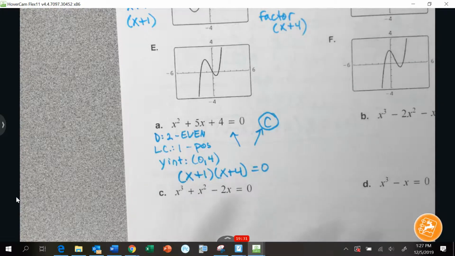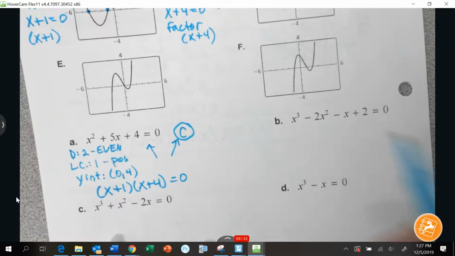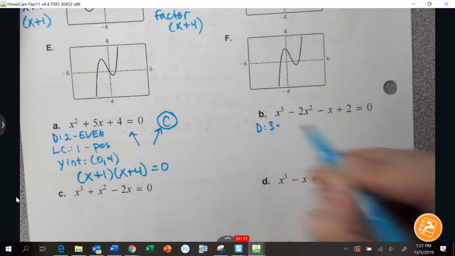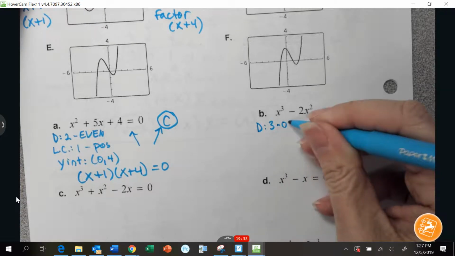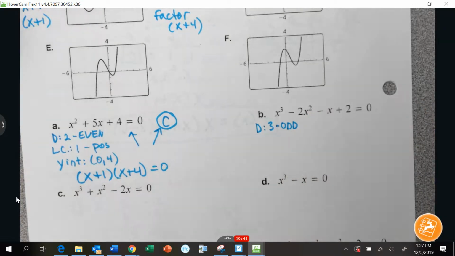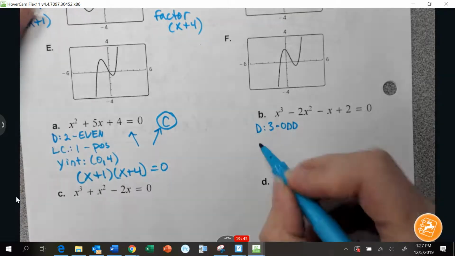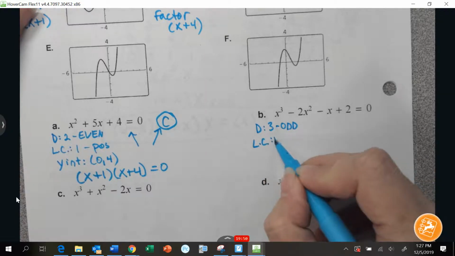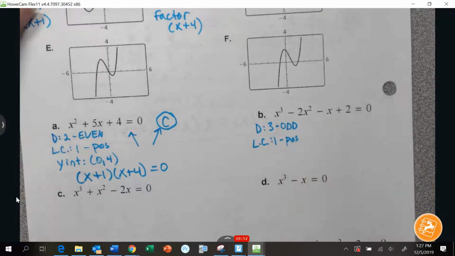Let's look at B. What do we know about B? Degree. So 3, which is what? Odd. Well, I mean, yes, it's cubic, but what I need to know is the shape, so I know which graph to look at. So we're going to do leading coefficient is 1, so that's positive. Do they all have positives? Oh, they do. Well, that's really easy. So I'm not going to write that down anymore because they're all positive.